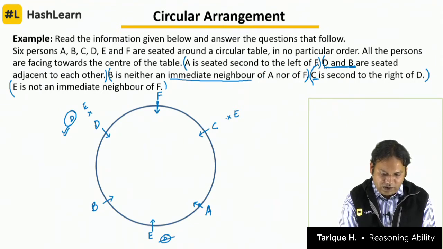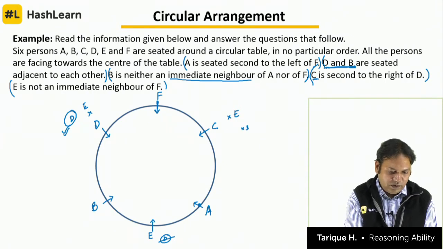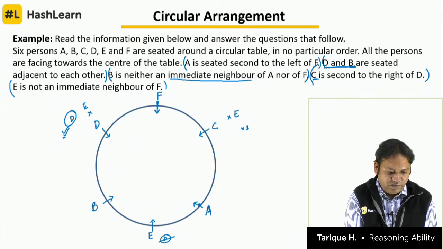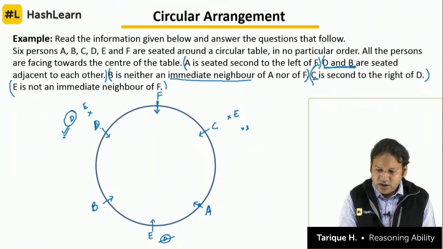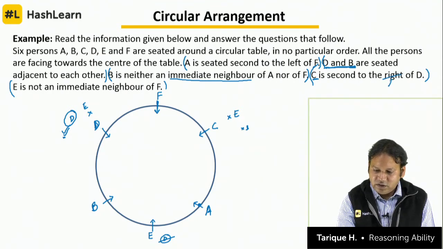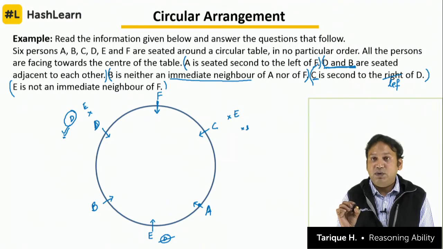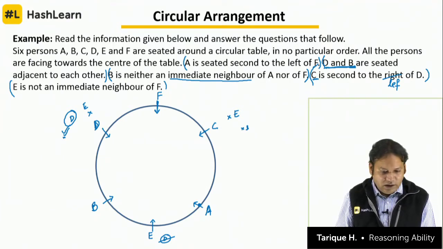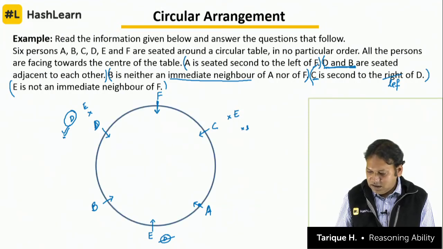So B cannot come in this position, that was right. B cannot come here, B cannot come here, and B cannot come here. So B's position is right. And E is not an immediate neighbor of F, so E must be here. D is definitely here. So I think this is not second to the right, it is second to the left of D. C is second to the left of D. The order is here. Now let's look at the previous slide here.